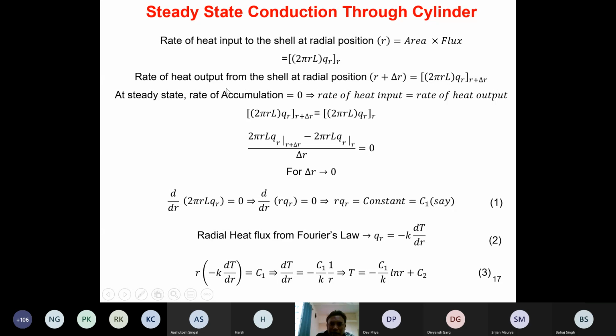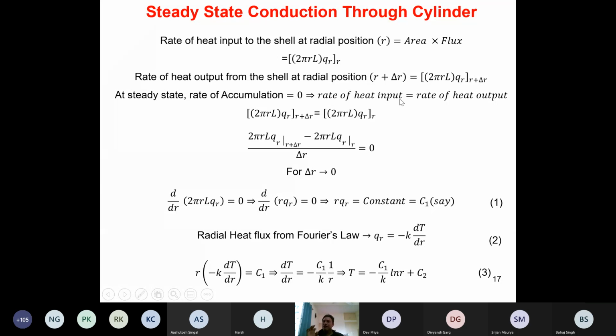Similarly, the rate of heat output from the shell at a radial position R plus delta R. Remember the thickness of the cylindrical element which we have used for the balance is delta R. So the outside radius of the shell is going to be R plus delta R, isn't it? So the rate of heat output from the shell at the radial position R plus delta R is again the area into flux, and the area in this case is 2 pi R L, times q_r, and this entire quantity has to be calculated at R plus delta R.